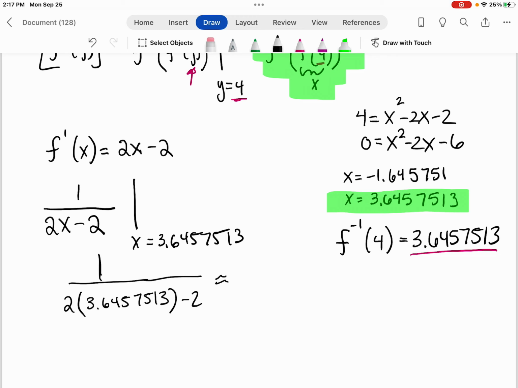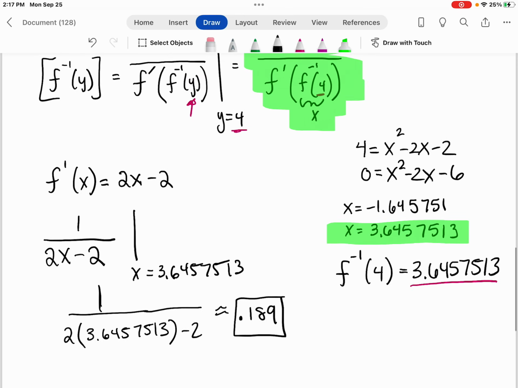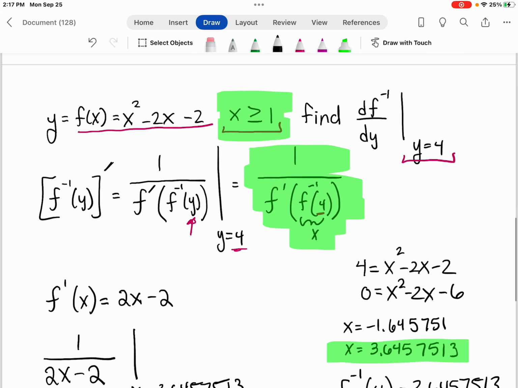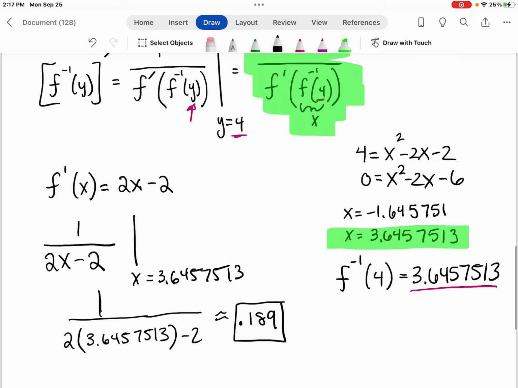So that's my x, minus 2. I'm going to evaluate that, and the question says to round to 3 places. So when I round to 3 places, I'm going to get 0.189. So this is my final answer. So this means if I were to find the inverse of this and directly find the derivative and evaluate it, this should be our answer. And that might be a good exercise for you to try on your own to make sure you get the same answer.